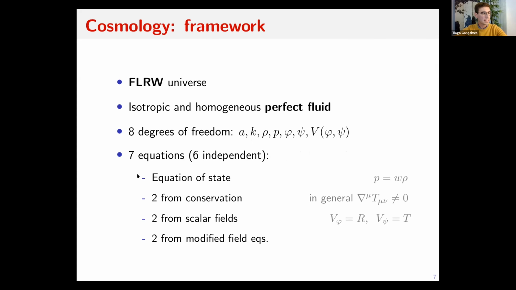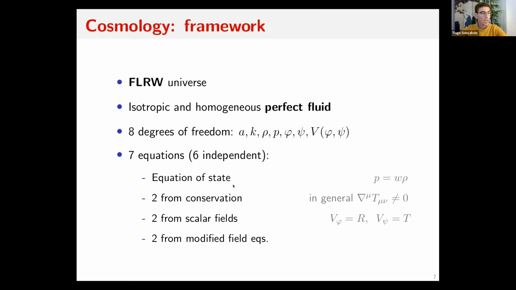We have consistency with 7 equations, of which only 6 are independent. So not quite yet enough for the 8 degrees of freedom. We'll have to place some further constraints further on down the line. But for now, I'll just enumerate these equations, and we will work with these equations first to get some general solutions.